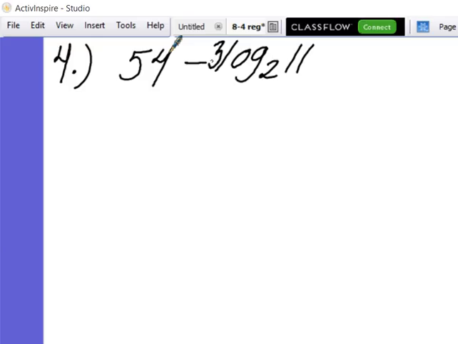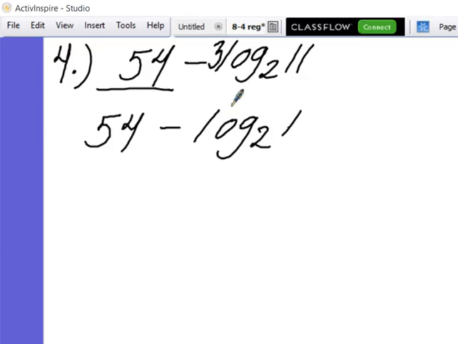Now here's what people tend to do. They think that we can take, and when you subtract, you divide and all of this stuff, but no, that's not true unless you're combining your logarithms. Is there a logarithm here? No. So there's nothing we can do with this. This is literally 54 minus log to the base 2 of 11 to the third power.